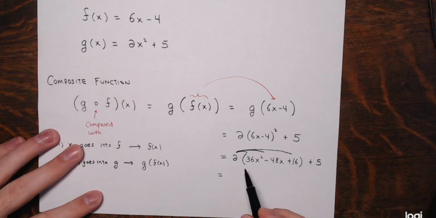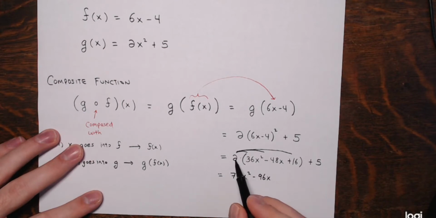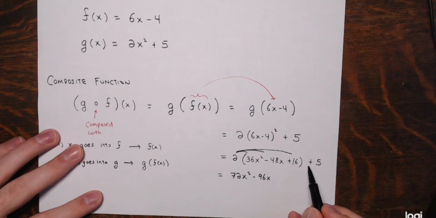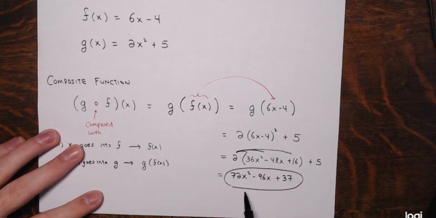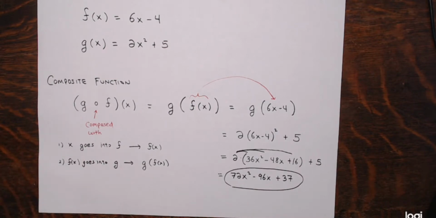All right, so we have 72x squared minus 96x, and then 2 times 16 is 32, then plus the 5 afterwards would be 37. And here is the composite function, g composed with f. Right? And it's, like I said, just a lot of substitution.